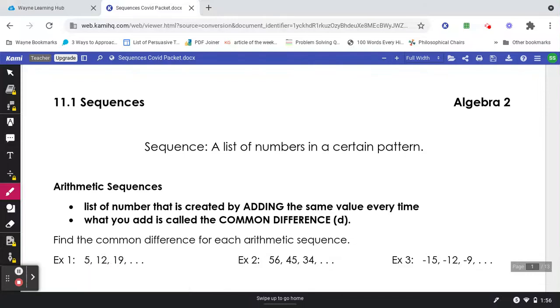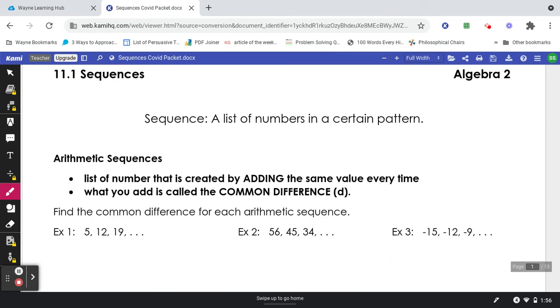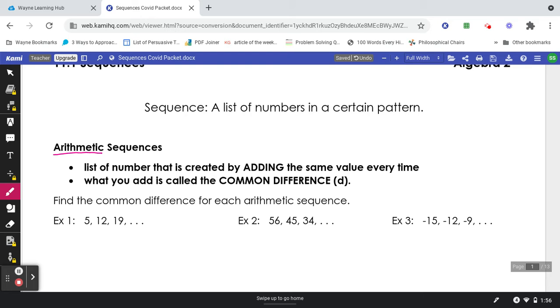These are the 11.1 notes for Algebra 2. Today we're talking about sequences. A sequence is just a list of numbers in a certain pattern. So there's two types that we're going to talk about today. One is called arithmetic. So it's the word arithmetic, but we say it a little bit differently. Arithmetic sequences. And that's when a list of numbers is created by adding the same value every time.